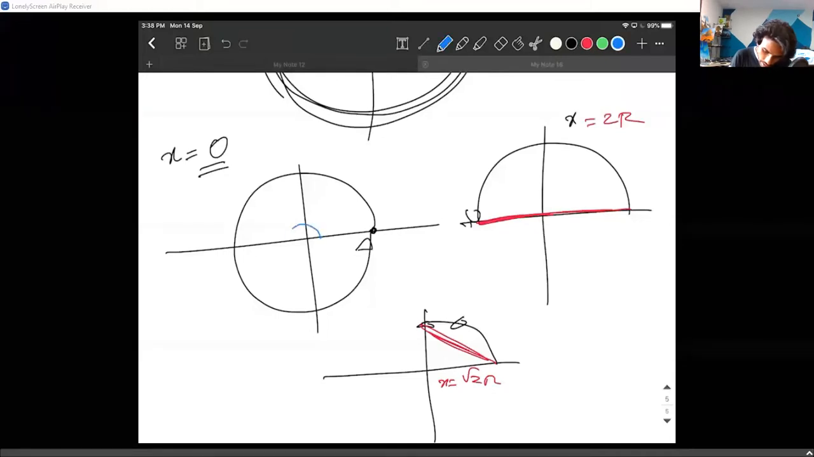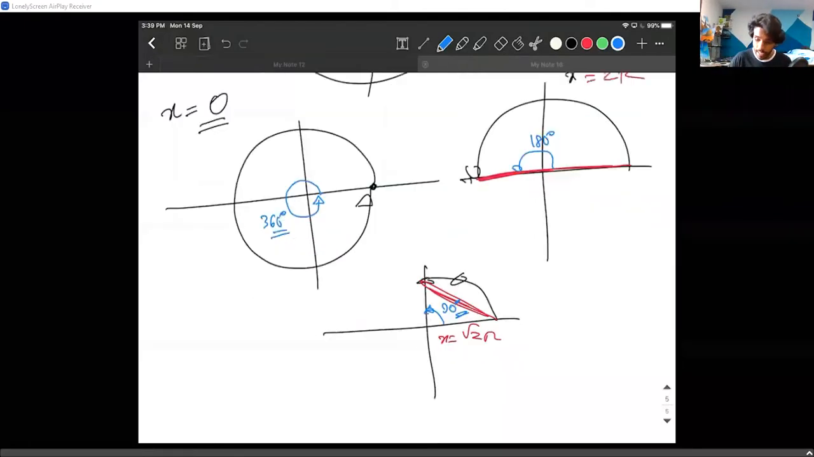It started here, it went around and came back. So it covered an angle of 360 degrees. So here the angular displacement is 180 degrees. Here the angular displacement is 90 degrees. This is what angular displacement is. It is about the angle it covered. It doesn't really matter how far the particle is.